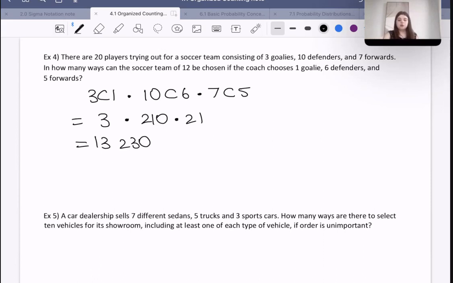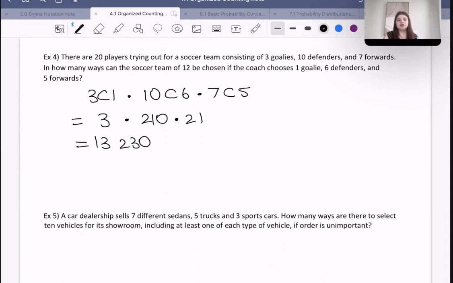Okay. Let's do one more example here. A car dealership sells 7 different sedans, 5 trucks, and 3 sports cars. How many ways are there to select 10 vehicles for its showroom, including at least 1 of each type of vehicle, if the order is unimportant? So, what do we know? Let's think about that. Well, 1 of each must be chosen, for sure, right? And also, we know that 7 vehicles must be chosen, right?